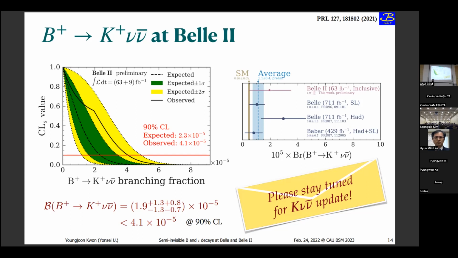If we compare our result with other measurements, the top one, the red one, is our result, Belle II with 63 inverse femtobarn. These two black ones are from the old Belle experiment with 10 times more data. And this one is BaBar. BaBar combined both hadronic tagging and semileptonic tagging. In Belle, we had two different measurements, one with semileptonic tagging, the other with hadronic tagging. So with 10 times less sample, with so-called inclusive tagging or loose tagging, our sensitivity is comparable to what we achieved with Belle. So this is very promising.